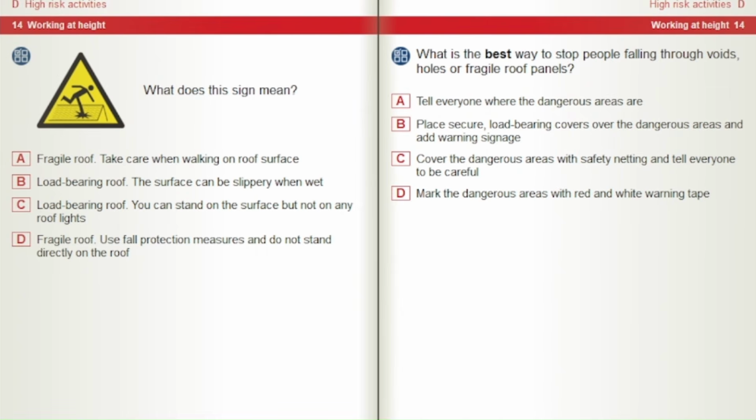What does this sign mean? Fragile roof. Take care when walking on roof surface. Load-bearing roof. The surface can be slippery when wet. Load-bearing roof. You can stand on the surface but not on any roof lights. Fragile roof. Use fall protection measures and do not stand directly on the roof.